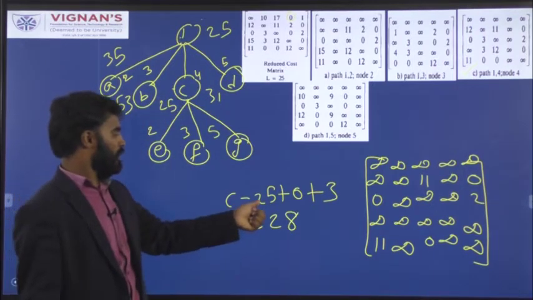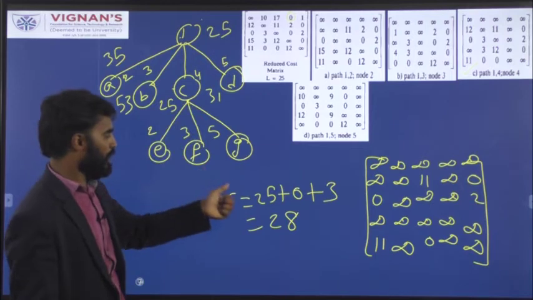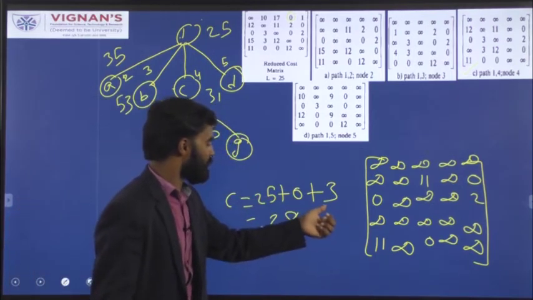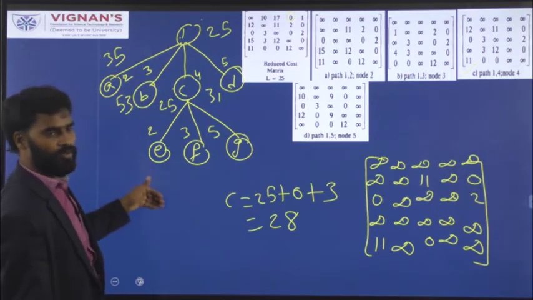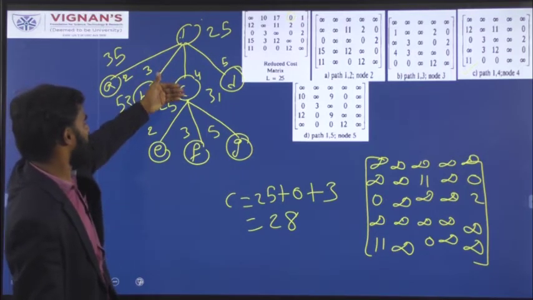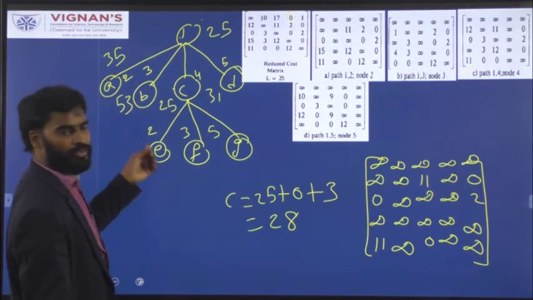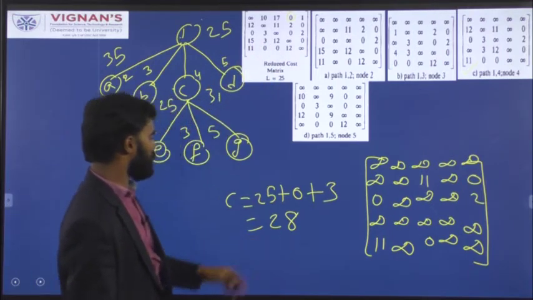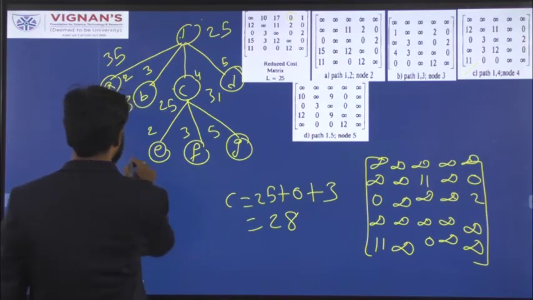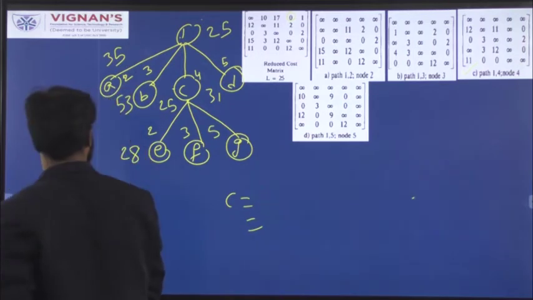The cost of its parent plus reduction cost plus the distance from the parent to the current node. The parent is representing node 4 and the child is representing node 2. So 4 to 2 is 3, so the total is 28. So 28 is the cost for node E.